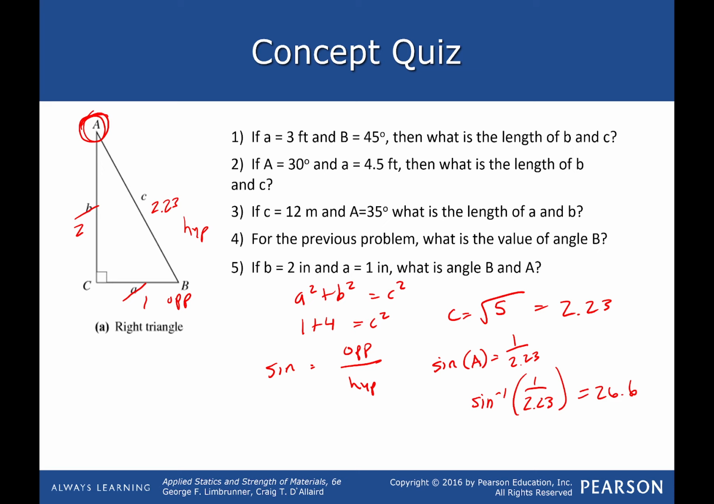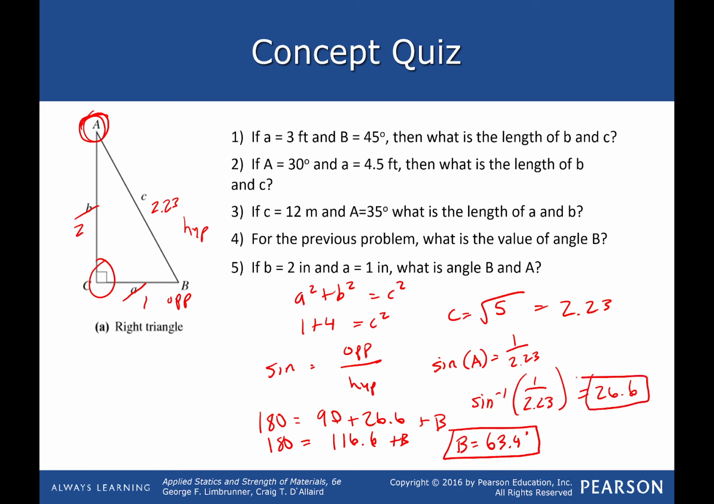Okay, so with that I have two of the angles. So I know that 180 is going to be equal to 90, because that angle right there is 90, plus 26.6, plus B, which I don't know yet. So this right here is 116.6 plus B, and 180 minus 116.6 means that B is equal to 63.4 degrees. Cool. So we have all three of our sides now, all three of our angles. We're doing great here. It's going really good.